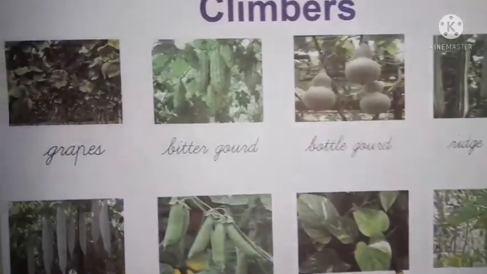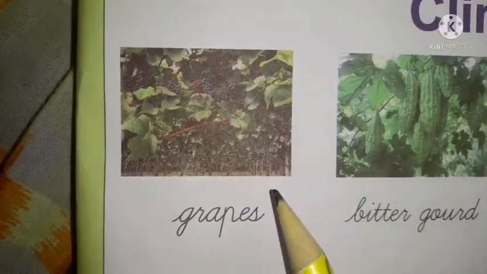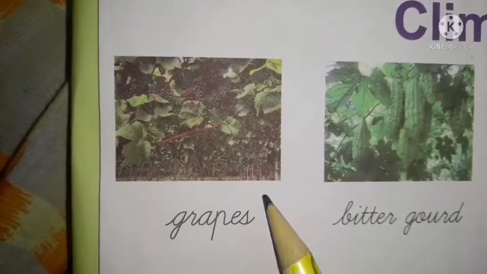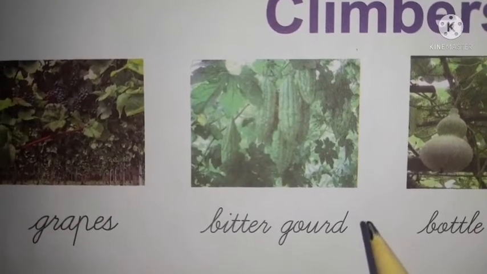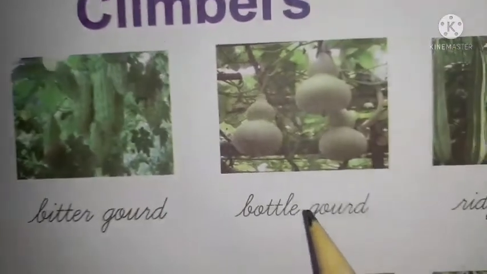Can you see? Is it clear? What is this? This is grapes. Grapes is a climber. This is bitter gourd plant. Bitter gourd is a climber.